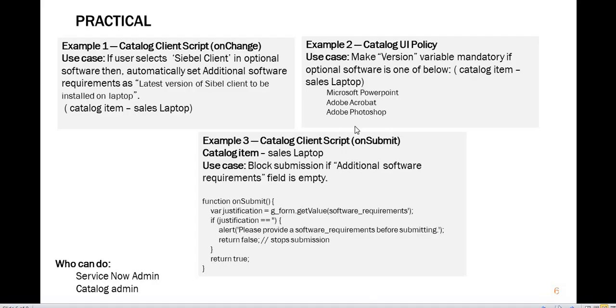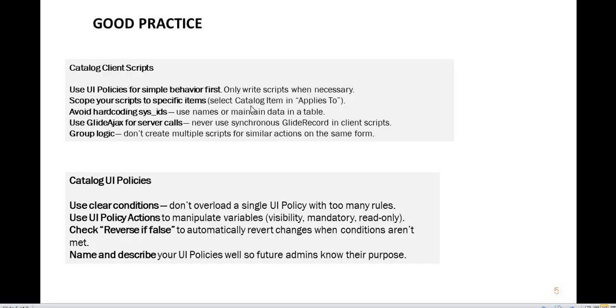That's all. I think we are done here, and let's go through some of the good practices. It is very necessary to follow best practices, so let's understand that. Use UI policies for simple behaviors, and only write a script when it's necessary. If we can manage the requirement with small configurations, let's go ahead and do that. Let's avoid scripting as much as we can. The scope of the script should be very specific to the item. So we have the applies to option, and if that is specific to the catalog item, let's always follow this applies to.